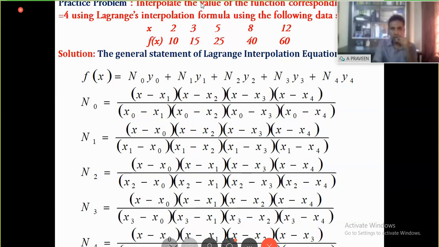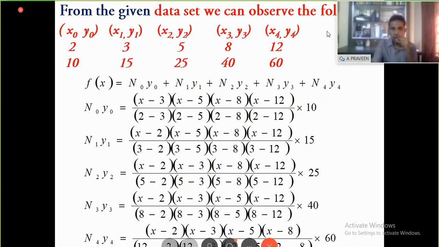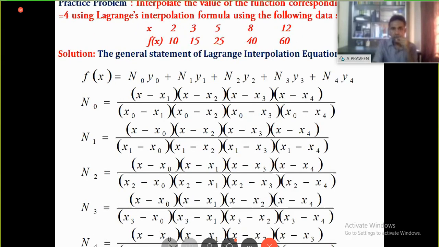Look at this. This is a practice problem. Now if you look at this, this is an interpolation question. Interpolate corresponding to x equal to 4. That means you're given a data set here.